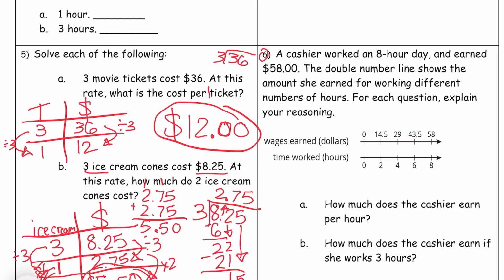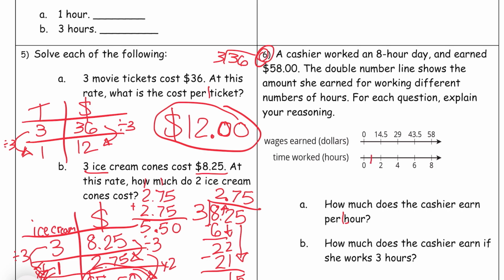Moving on to question 6. A cashier worked an 8-hour day and earned $58. The double number line shows the amount she earned for working different numbers of hours. For each question, explain your reasoning. So it says, how much does the cashier earn per hour? So per hour is per 1 hour.